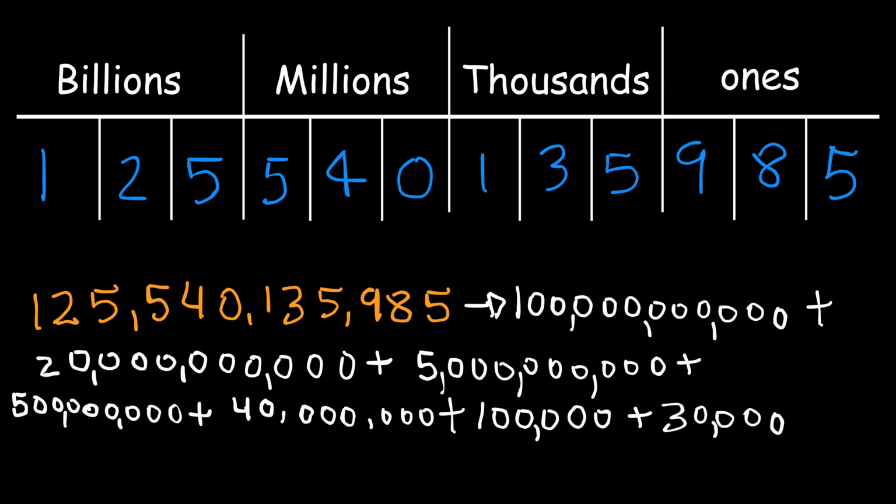Now, the number 5, let's move towards the right. 1, 2, 3, that will be 5,000. The number 9, followed by 2 zeros, 900. The 8 followed by 1 zero, 80, and the 5 simply means that there are 5 ones, which is simply 5. Now, if we add all these numbers together, it should add up to 125,540,135,985.